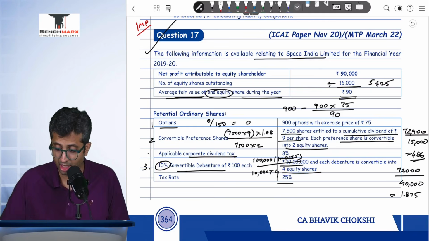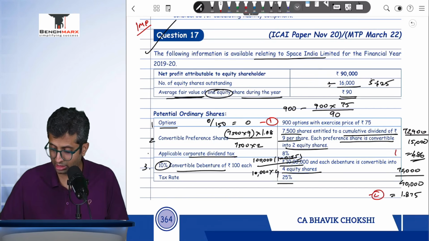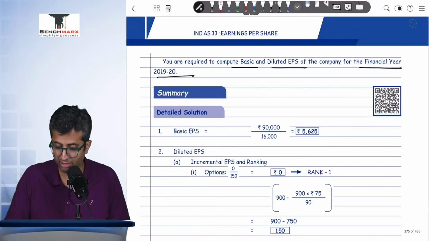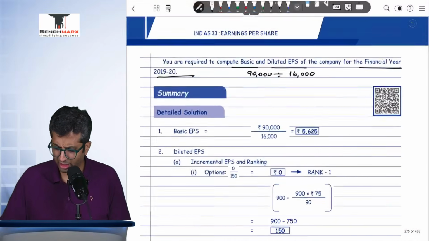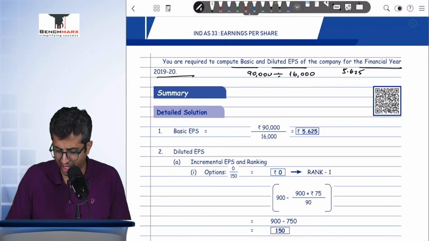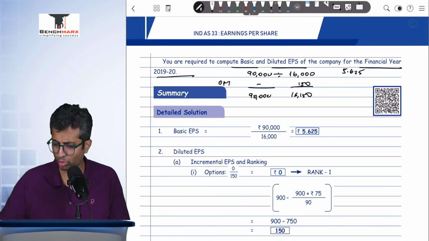Now, if I have to give the ranking, the lowest cost saving is in options, so that goes first. Second is in debentures, and third is in preference shares. So when I do the working over here, I will do on a step-by-step cumulative basis. So I will first start with the numerator of 90,000 divided by the denominator of 16,000, and hence get 5.625. Now to this I will add options first. This is nothing in the numerator and 150 in the denominator. So this is 90,000 divided by 16,150. Even though it is a small amount, it is a fall, and hence this is 5.57. It is lower, and hence this is dilutive.